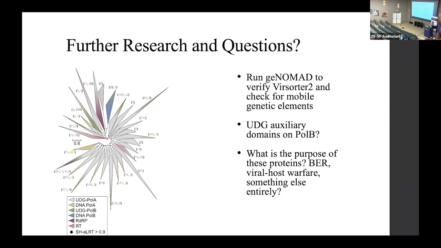UDG is step 1 in base excision repair. Polymerases are step 3. So how does that work for repair? Is it potentially viral host warfare, since it's found commonly in viruses, or is it a different mechanism entirely? That's the future direction of our research work. I want to thank you for your time. If there are any questions, feel free to ask here or at lunch.